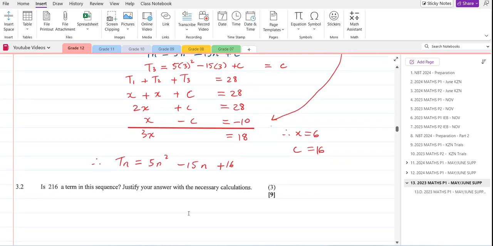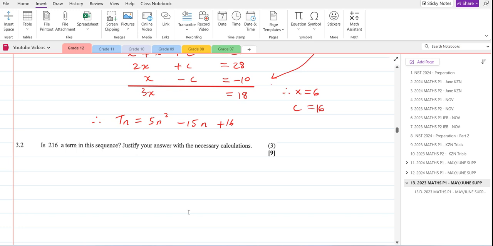Perfect. Is 216 a term in the sequence? Let's check. So we need to make the Tn formula equal to 216. So we got 5n squared minus 15n plus 16 is equal to 216. Now bring the 216 over. So you got 5n squared minus 15n minus 200 is equal to 0. So we can divide everything by 5. So we got n squared minus 3n. If you divide this by 5, I think you should get 40 is equal to 0.